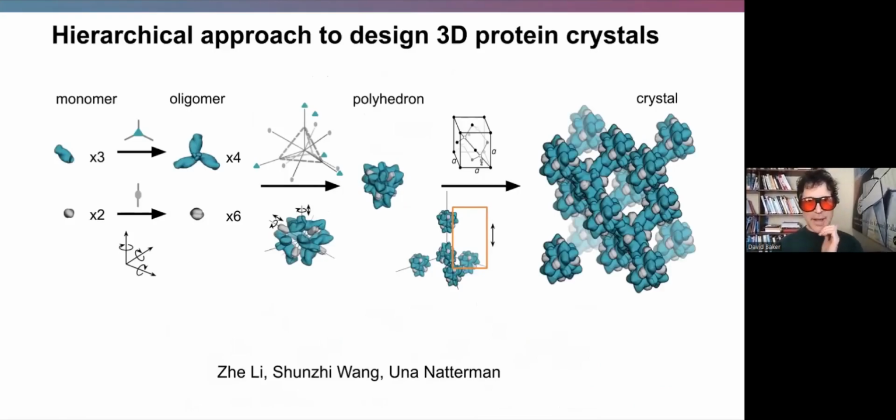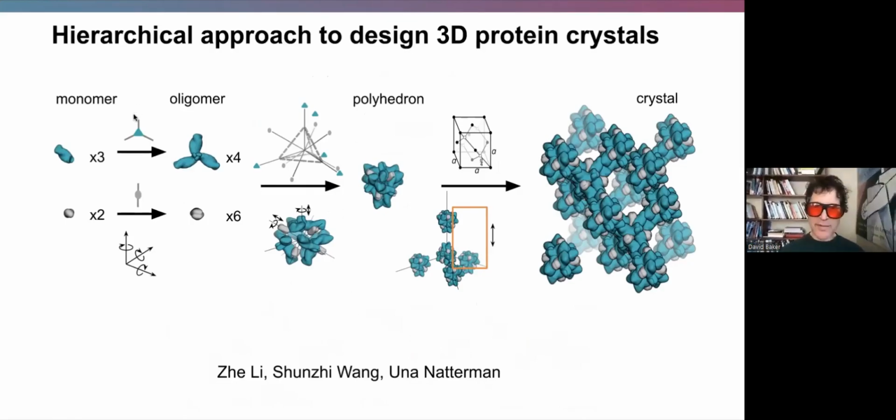Okay, so thinking about nanomaterials, one of the very interesting nanomaterials are obviously protein crystals. Crystals form all the time, but it's been very hard to program structures of crystals. And so Zhen, Shunji, and Una recently solved this problem, and their approach was hierarchical, taking advantage of successive reduction of the degrees of freedom.